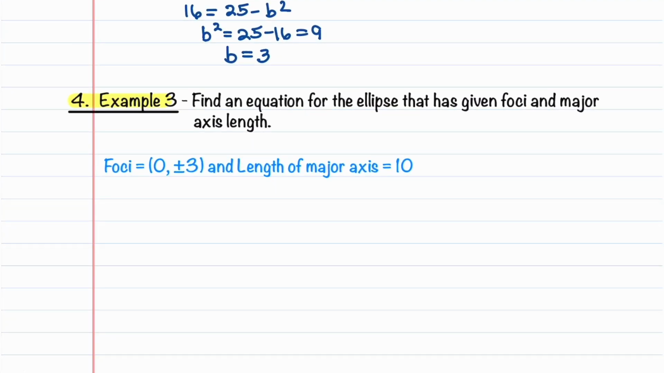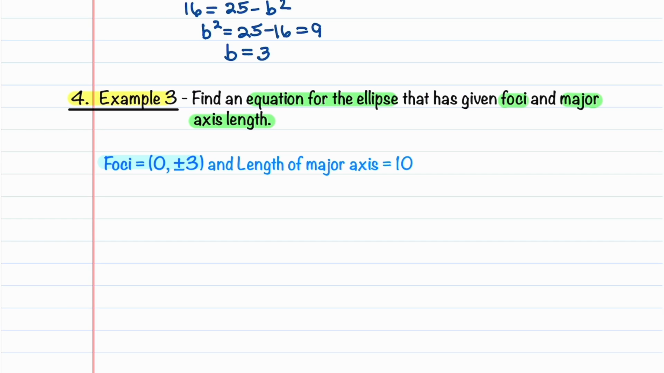In this example, we're again going to find an equation for the ellipse, but now we are given foci and major axis length. Our foci are located at the point (0, ±3), and then the length of our major axis is equal to 10. Because the y component of the foci changes, that means that the major axis is going to be vertical. Let's go ahead and write that down. So major axis, I'm having a hard time saying that word today.